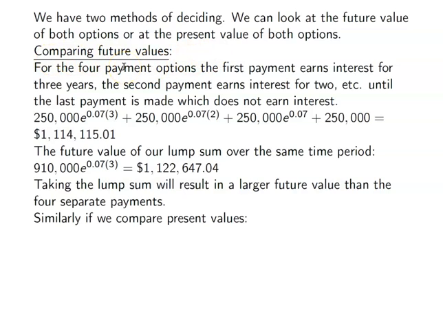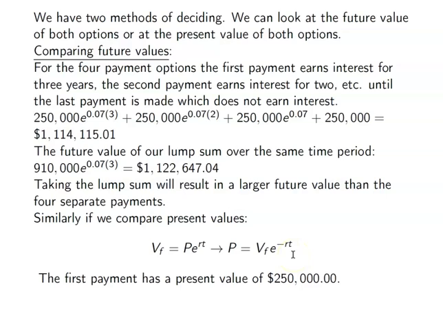I can do this by looking at present values as well, right? My present values are given by this formula. If the future value is the present value times e to the RT, I just solve for my present value. So I'm going to divide both sides by e to the RT. So my present value is my future value times e to the negative RT. So the first payment has a present value of $250,000.